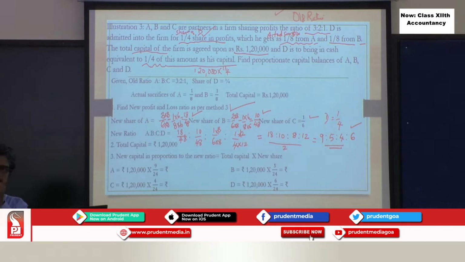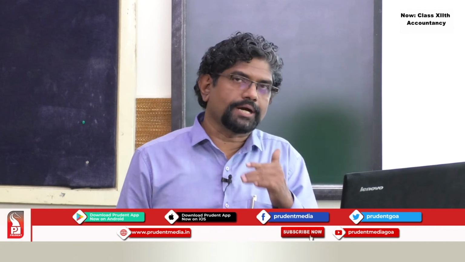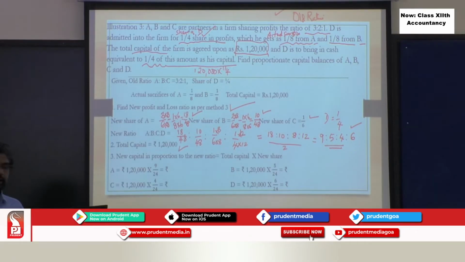This is step number 1, finding the new profit and loss sharing ratio. The second step is total capital, which is given here in the question, 1,20,000 rupees. So we will take up step number 3 directly now. Share of capital of partner A. Capital of partner A in the new firm will be 1,20,000 rupees multiplied by 9 upon 24. When you do the calculation, you will get 45,000.